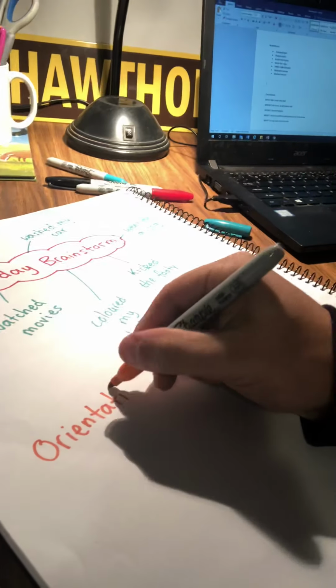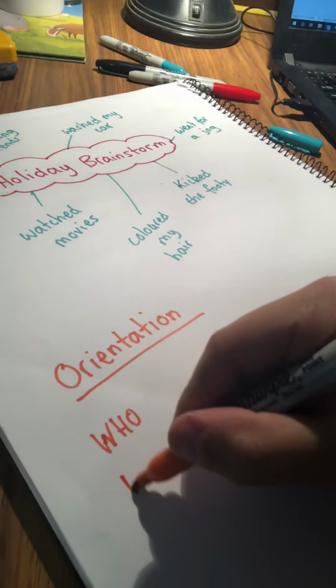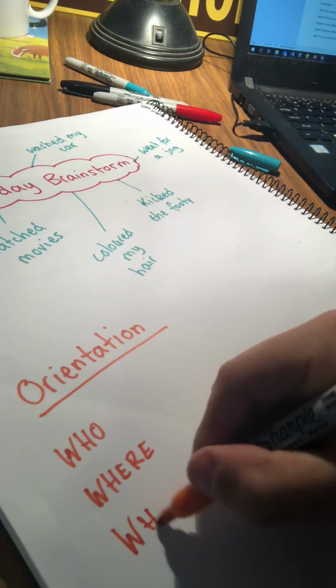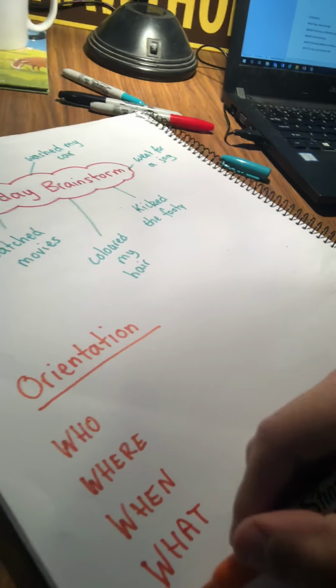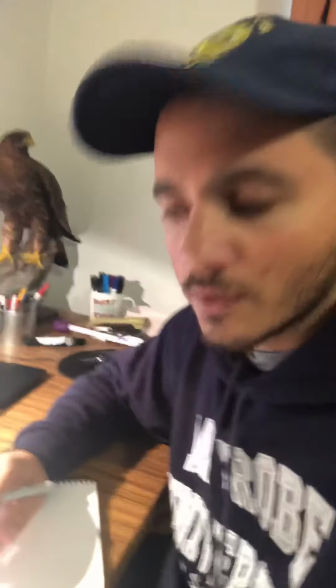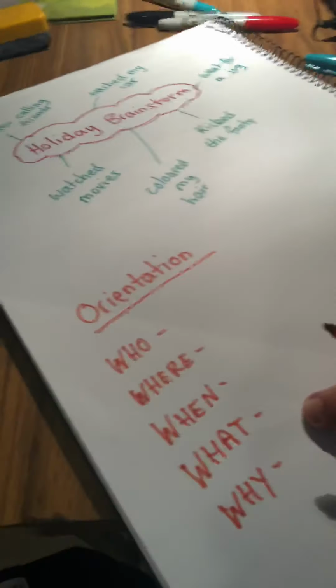Orientation. And remember how we planned for that. We need to answer who, where, when, what, and why. So an orientation is just one or two sentences, but it needs to answer these five: who, where, when, what, why. Say it with me like we did last term: who, where, when, what, why. That's it.